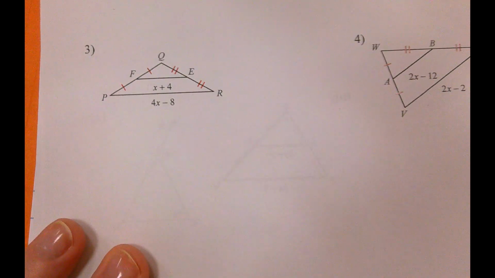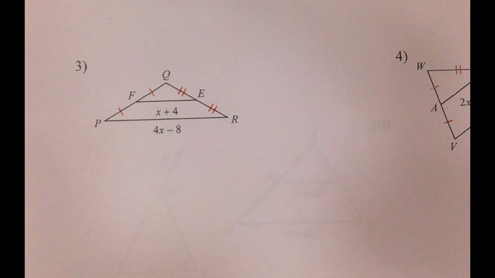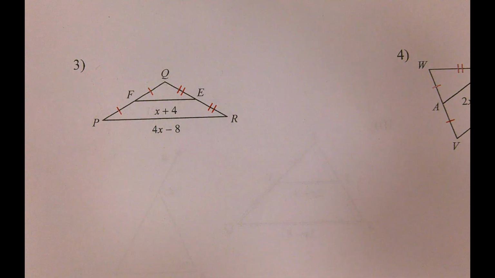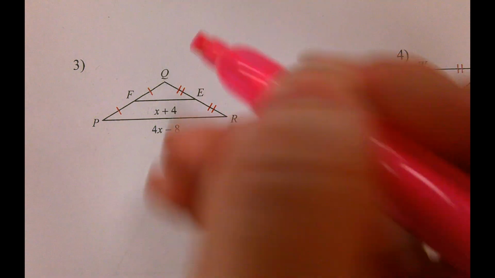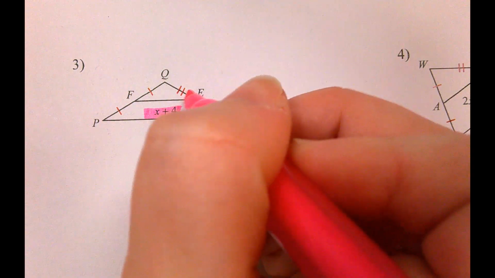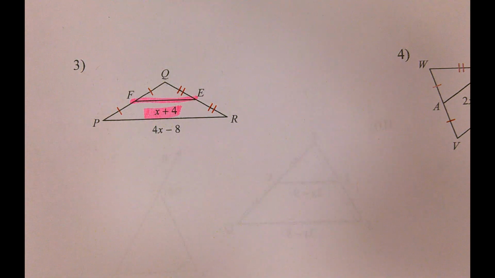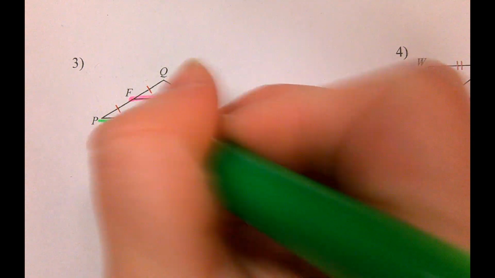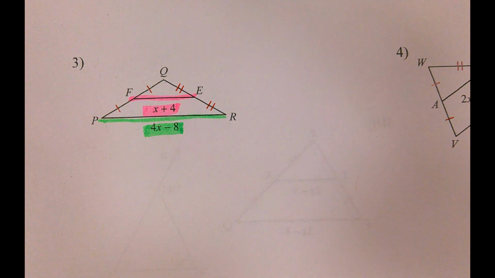So starting with number 3, I have a triangle, and I have 2 different line segments on my triangle that are labeled with values. My first value is x plus 4. And my second value, for this longer segment, is 4x minus 8. What do we know about these 2 line segments and their lengths?